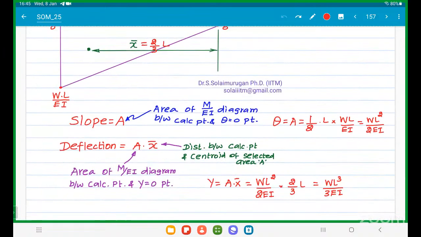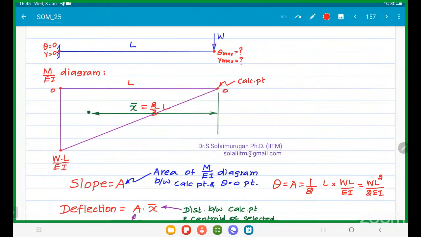Okay, sir. This is the maximum slope point. Sir, where do you want deflection? Here only I want deflection, sir. I want maximum deflection. You know the deflection pattern. This is the maximum deflection point. Now, see here. This is the calculation point.